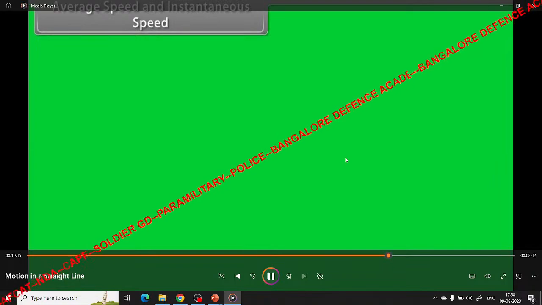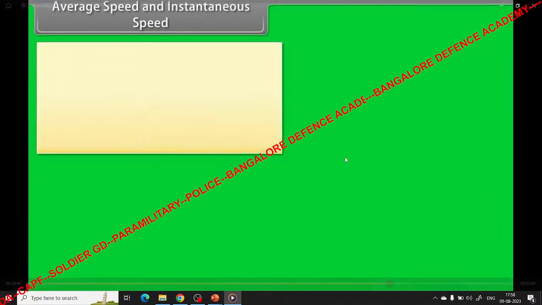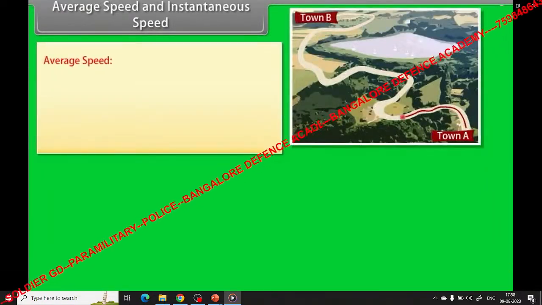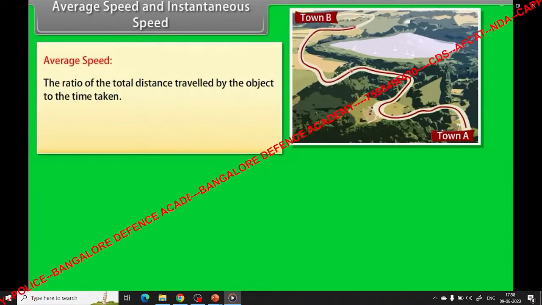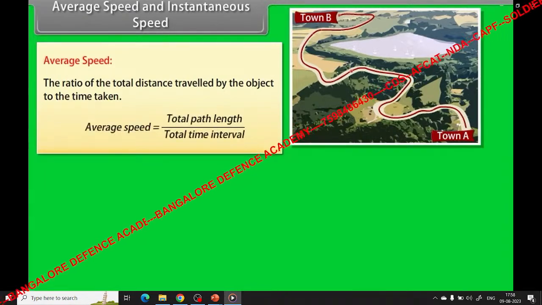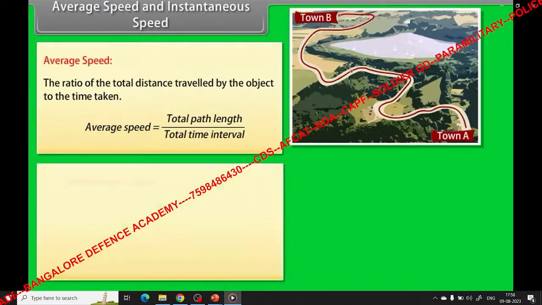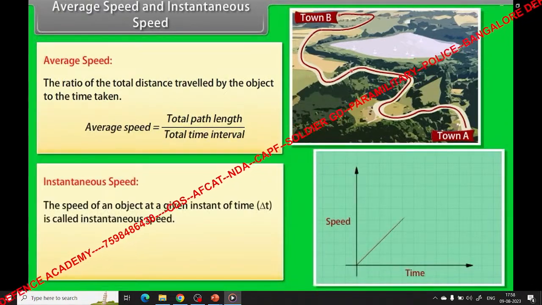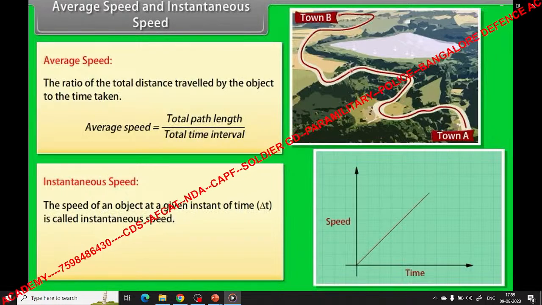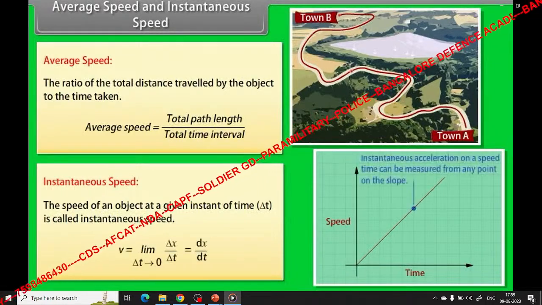Average speed and instantaneous speed. Average speed: the ratio of total distance traveled by the object to the time taken. Therefore, average speed is equal to total path length upon total time interval. Instantaneous speed: the speed of an object at a given instant of time is called instantaneous speed.